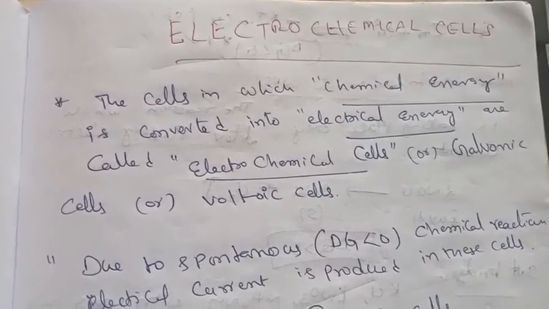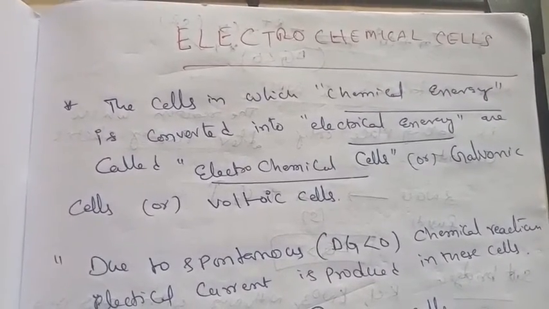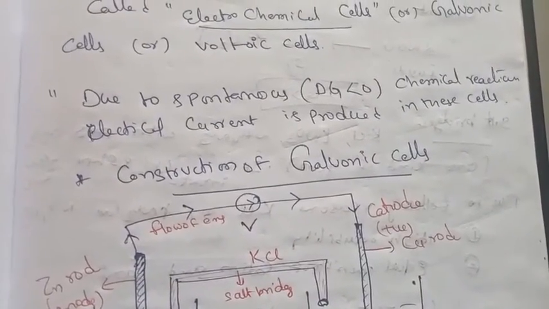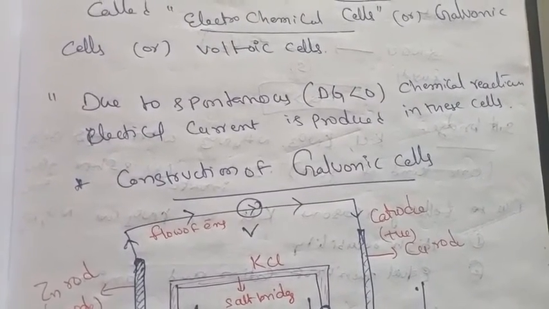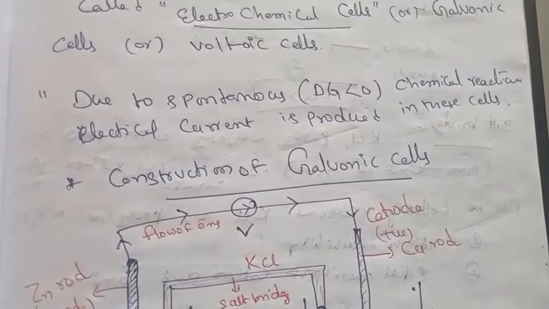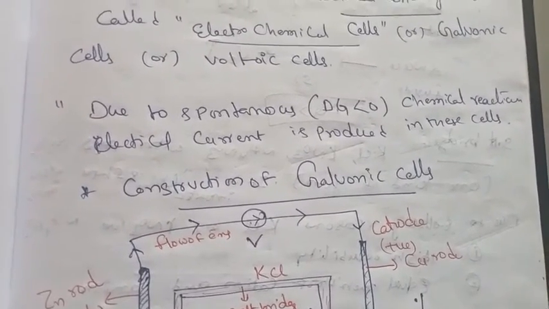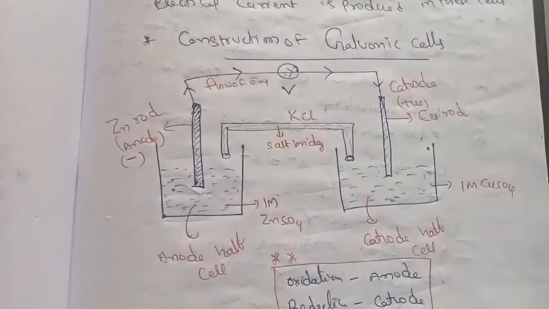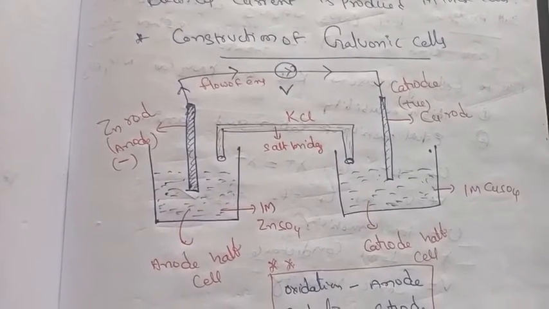The cells in which chemical energy is converted into electrical energy are called electrochemical cells, or galvanic cells, or voltaic cells. Due to a spontaneous, exothermic reaction, delta G is negative, and in this chemical reaction electrical current is produced. The energy that is decreased is converted into electrical energy. This is a systematic representation of the galvanic cell.